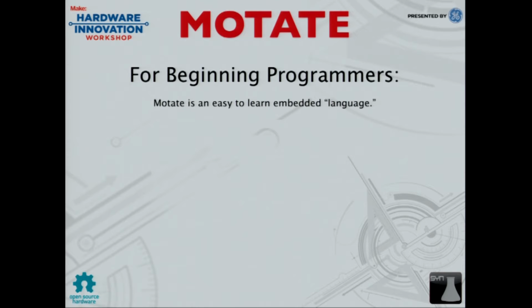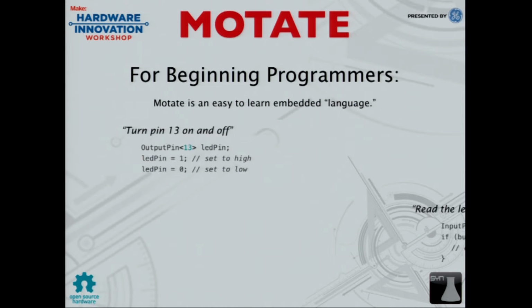All right. So on the beginner programmer side, we could just say Motate is like an easy-to-learn embedded language. Again, speaking to beginners. Warning, code. I'm going to put code up. I'll skim over it because there's very little to it. If I say, in English, I want to turn pin 13 on and off, here's the code to do it. You create a pin object and you set it to 1 for high and set it to 0 for low.